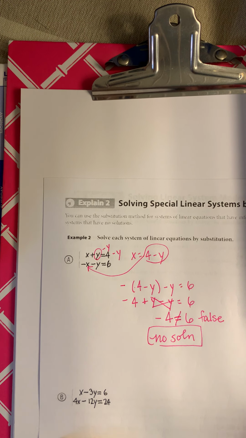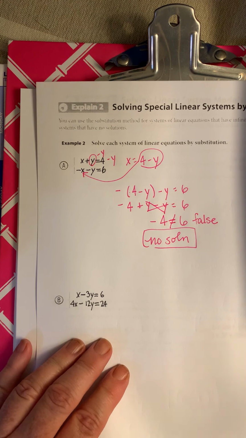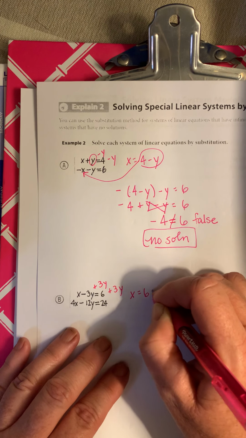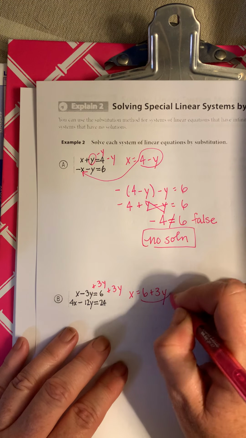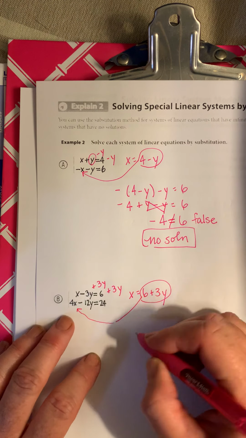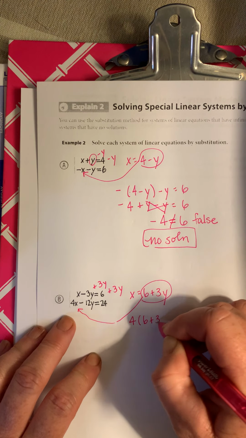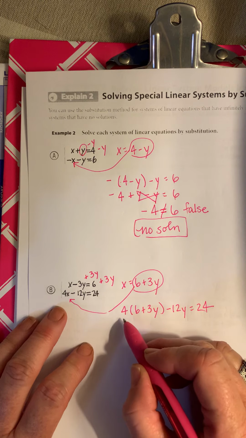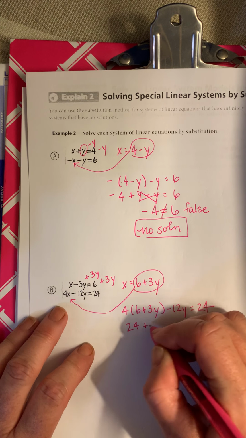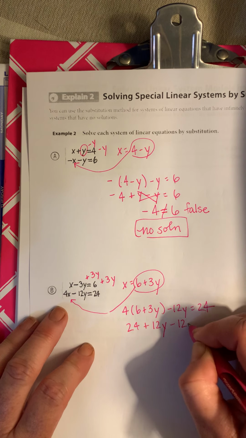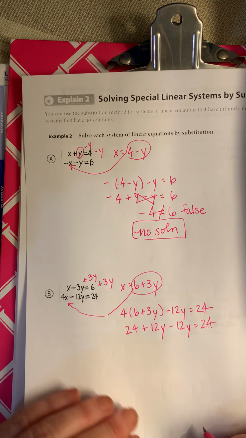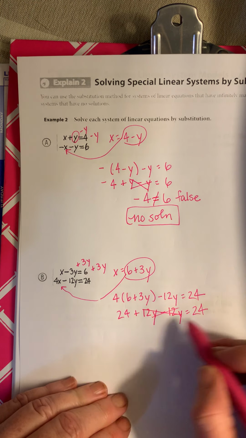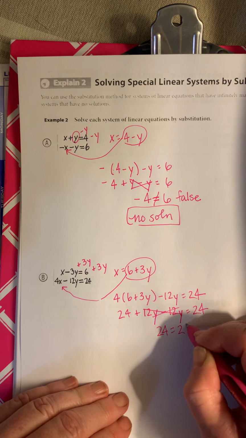Okay? The other strange thing that can happen is going to happen on this one. So I'm going to add 3y to both sides. Then I'm going to substitute this in for x. Distribute the 4. And the same thing happens in the middle. Plus 12y minus 12y is nothing. But this time I'm left with a true statement.